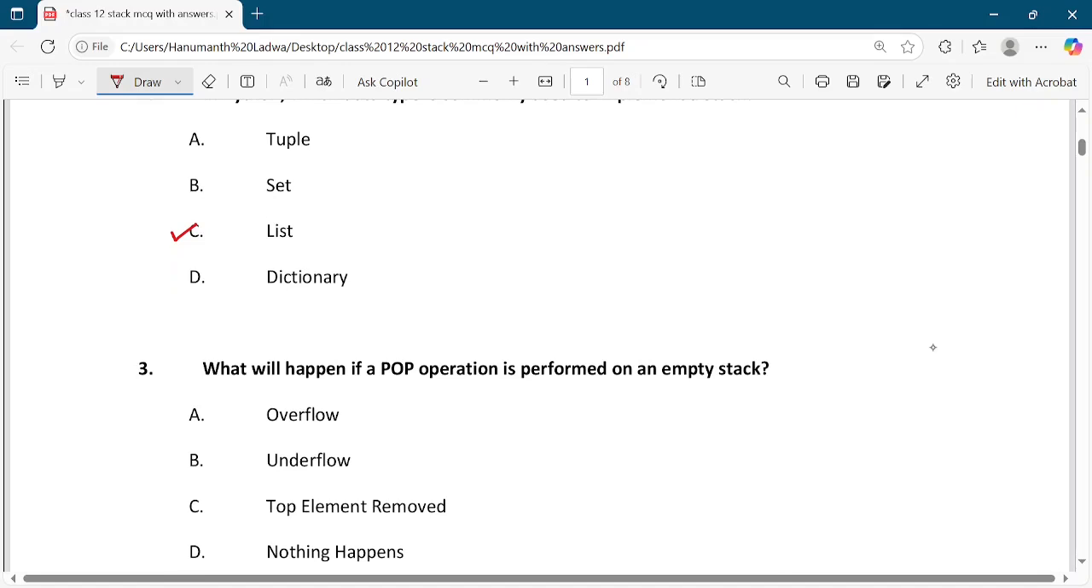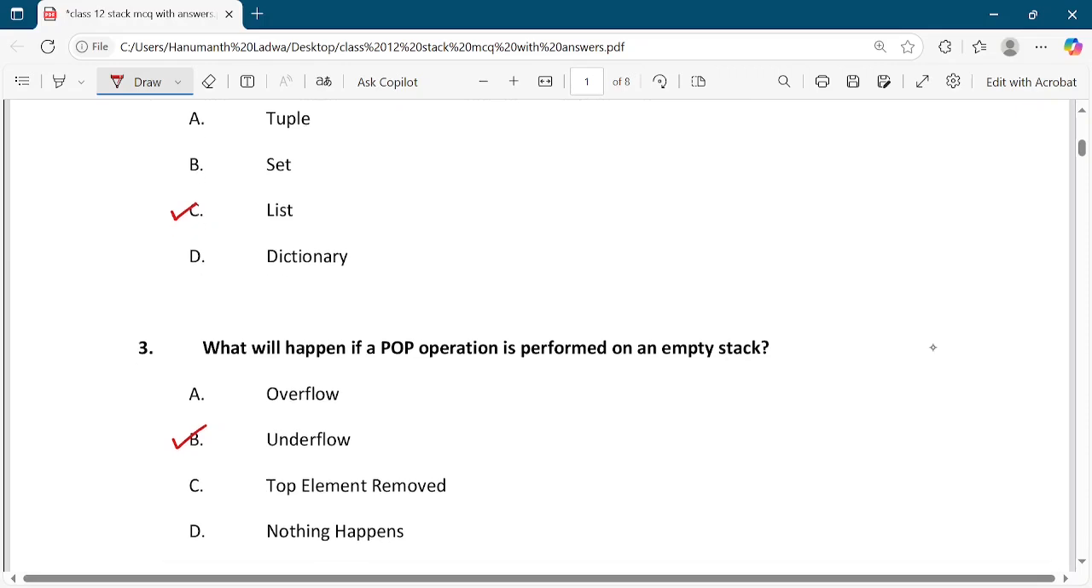Question number 3. What will happen if a pop operation is performed on an empty stack? Option A, overflow, B, underflow, C, top element removed, D, nothing happens. So here pop operation is performed on an empty stack, that gives us underflow because there are no elements and we are trying to remove the elements from the stack. Hence it is underflow. Option B is the right answer.